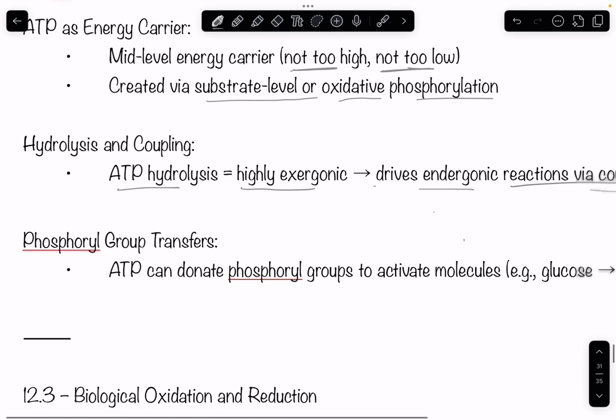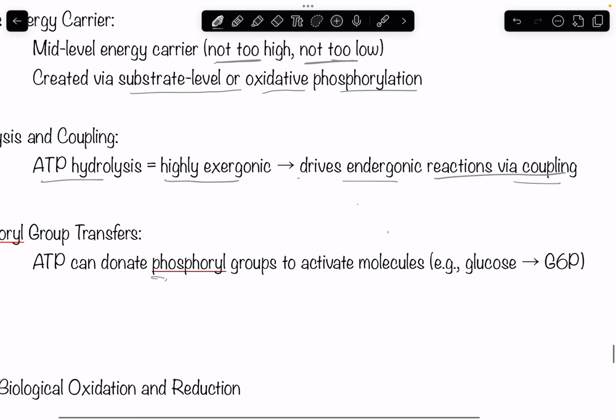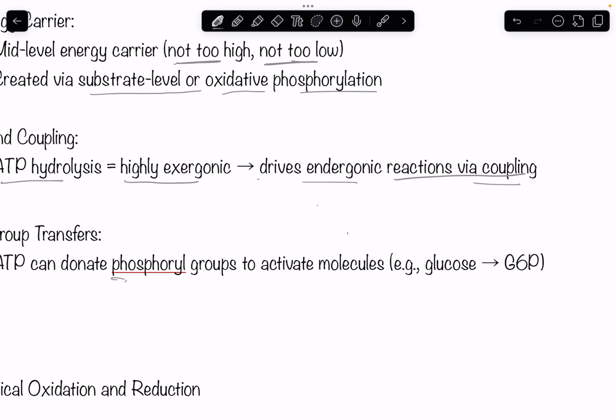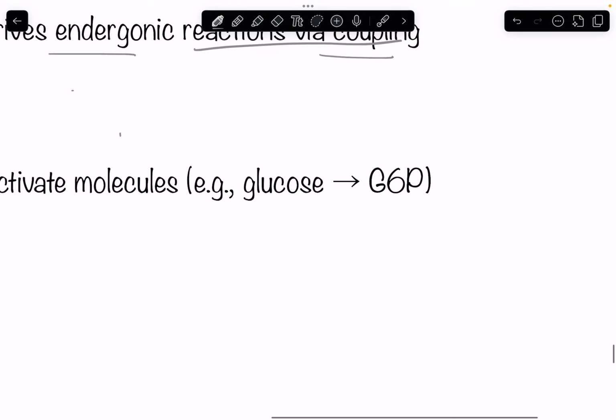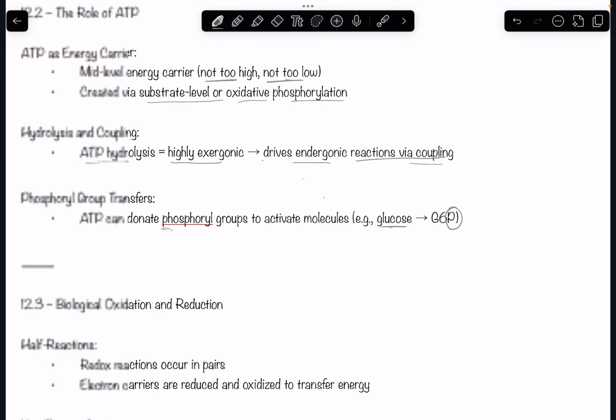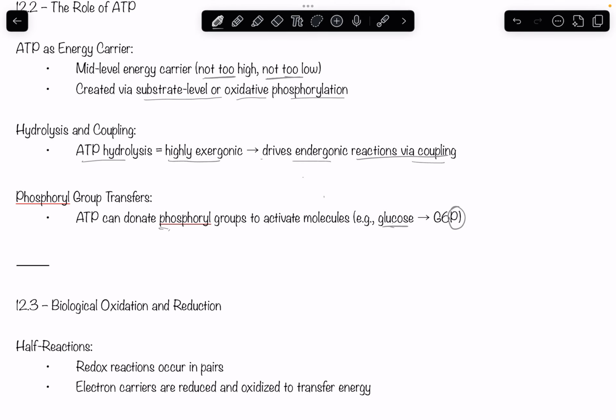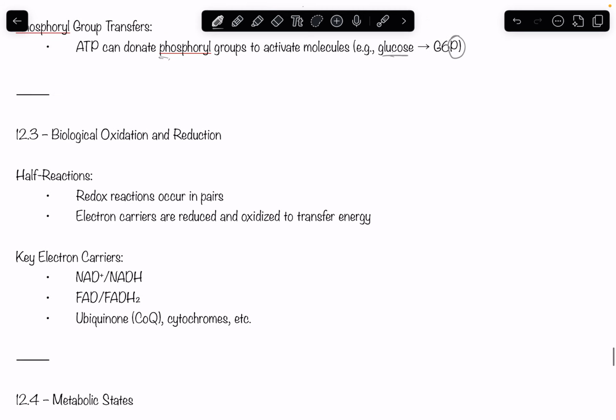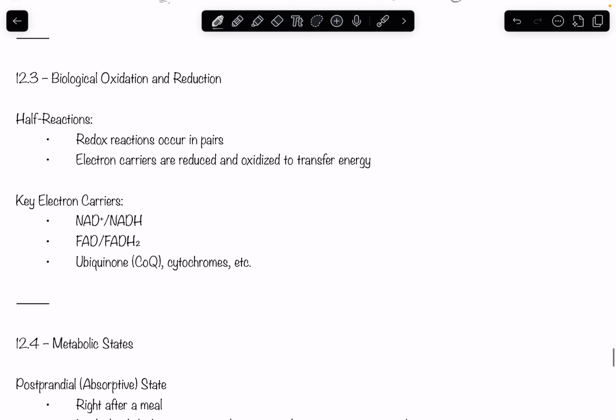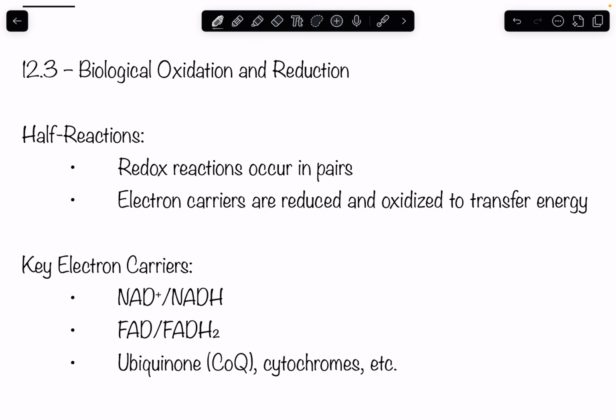Next, ATP can donate phosphate groups to activate molecules. Like we see in the first step of glycolysis, we can add a phosphate group to glucose, and that's how we get started with glycolysis. Awesome. So last but not least for this video, we're going to go over chapter 12.3, which is biological oxidation and reduction.